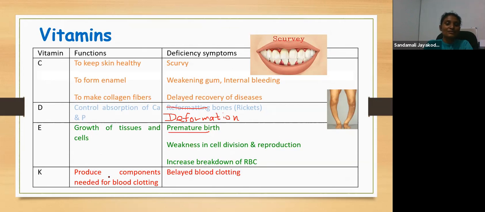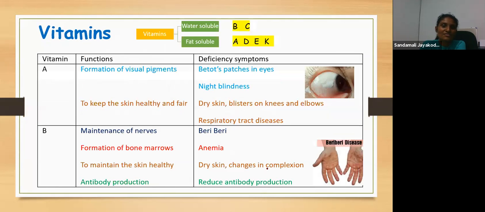Blood clot එක හැදෙනකොට to make those substances, maybe different components help to produce those things, and vitamin K is important. If there's no vitamin K in our body, we will get delayed blood clotting. This is D, delayed blood clotting. Blood clot වෙන එක delay වෙනවා. And finally, those are the functions of vitamins and their deficiency symptoms.